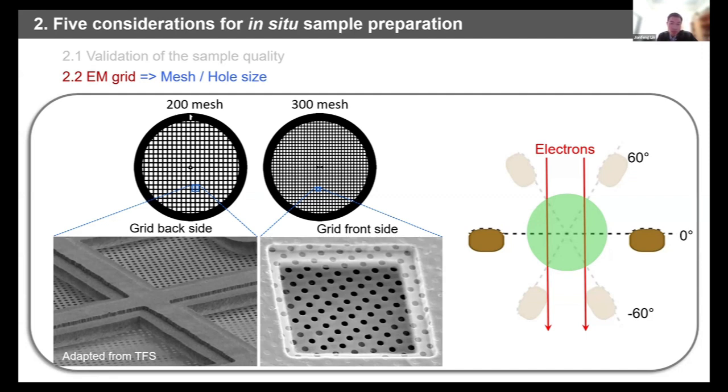And also the pixel size of your image is one consideration. If you are aiming at high resolution, maybe you can use a smaller hole size. And more carbon will provide intact squares for you to pick up the sample to do the tomography.